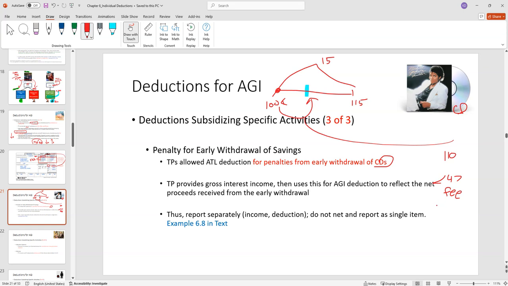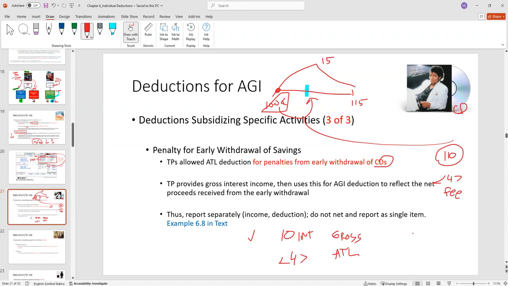How does this work, right? Well, if you think about it, you put 100 in and you got 110 out, right? So you're going to have 10 of interest income. What do you do with this fee, right? Well, what you have to do is report the gross income, and then you take an above the line deduction for the fee, right? That's how it works.